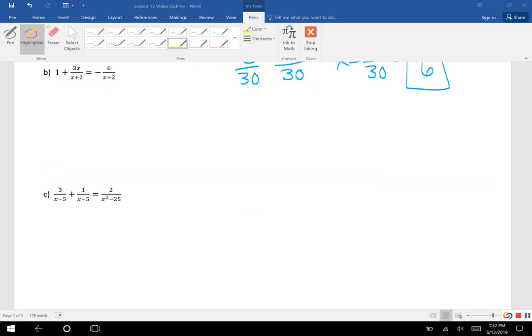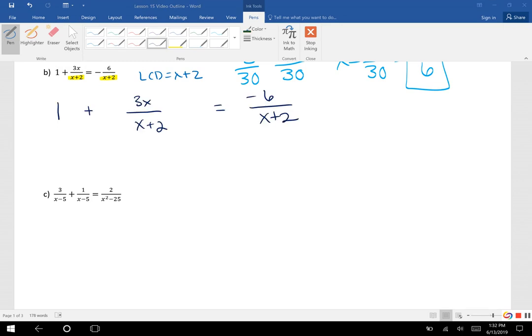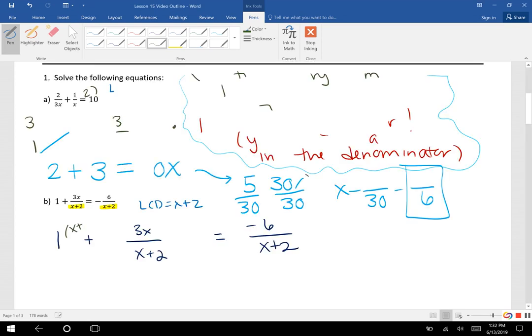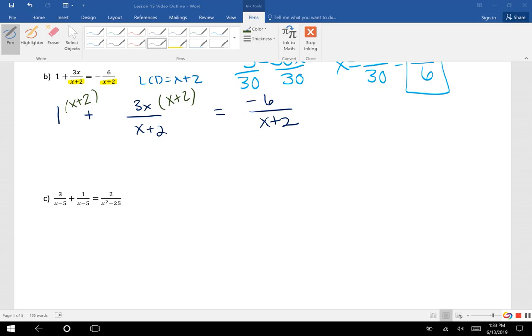All right, example 1b. So my denominators here are x plus 2, and so that means my least common denominator is just x plus 2. So I'm going to take this equation and multiply everything by x plus 2. I just copied down the equation so it's a little bit bigger. I'm going to have to multiply the 1 by x plus 2, the second fraction by x plus 2, and then the right-hand side by x plus 2 as well.